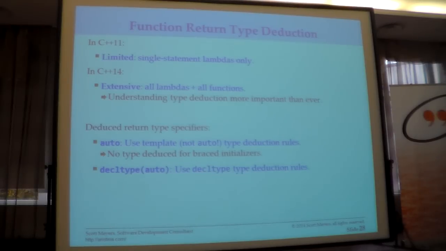The other specifier for a return type is decltype(auto). Now, decltype(auto) seems contradictory. Decltype has one set of type deduction rules. Auto has a different set of type deduction rules. So what does decltype(auto) mean? Decltype(auto) means do deduce the return type, and decltype means use the decltype type deduction rules.